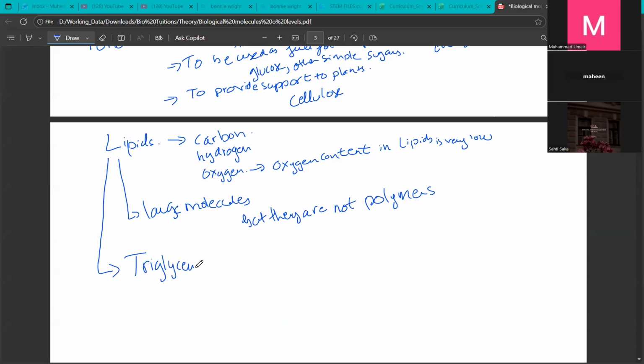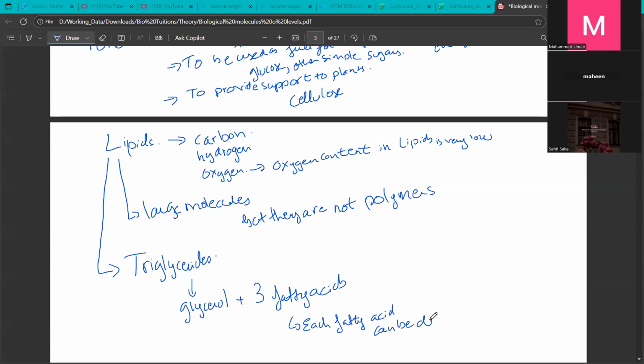triglycerides. ठीक है? ट्राइग्लिसराइड्स के स्ट्रक्चर में एक ग्लिसरॉल मॉलिक्यूल होता है that is joined to 3 fatty acids. ठीक है? And each fatty acid can be different. Because each fatty acid is different, and you also have a glycerol molecule, they do not land onto the definition of a polymer. But fatty acids in themselves are very huge molecules.